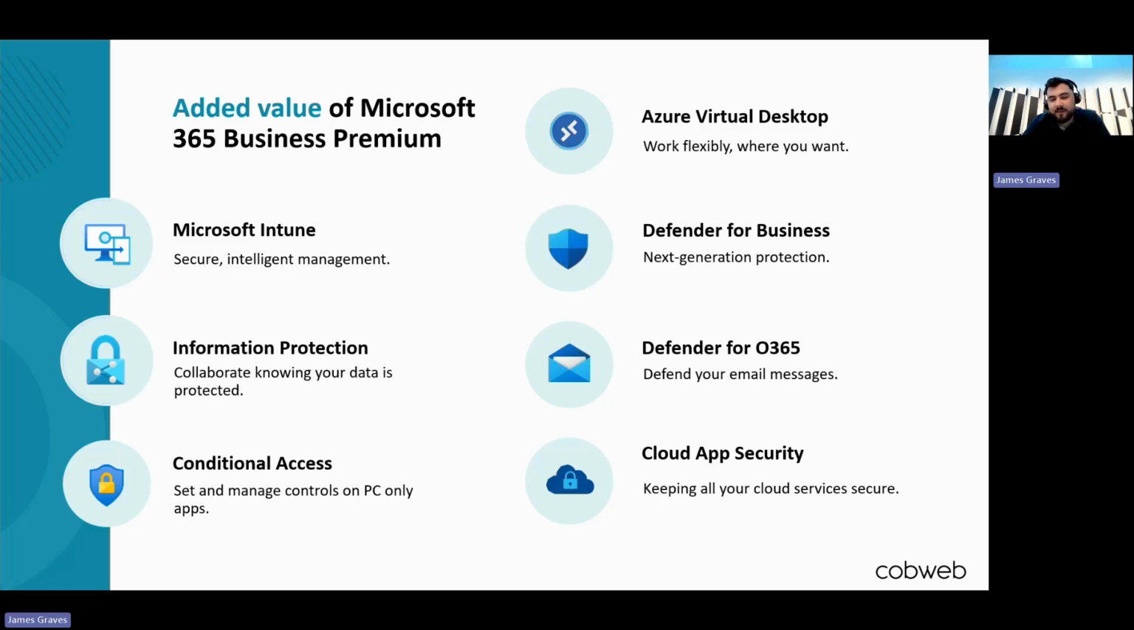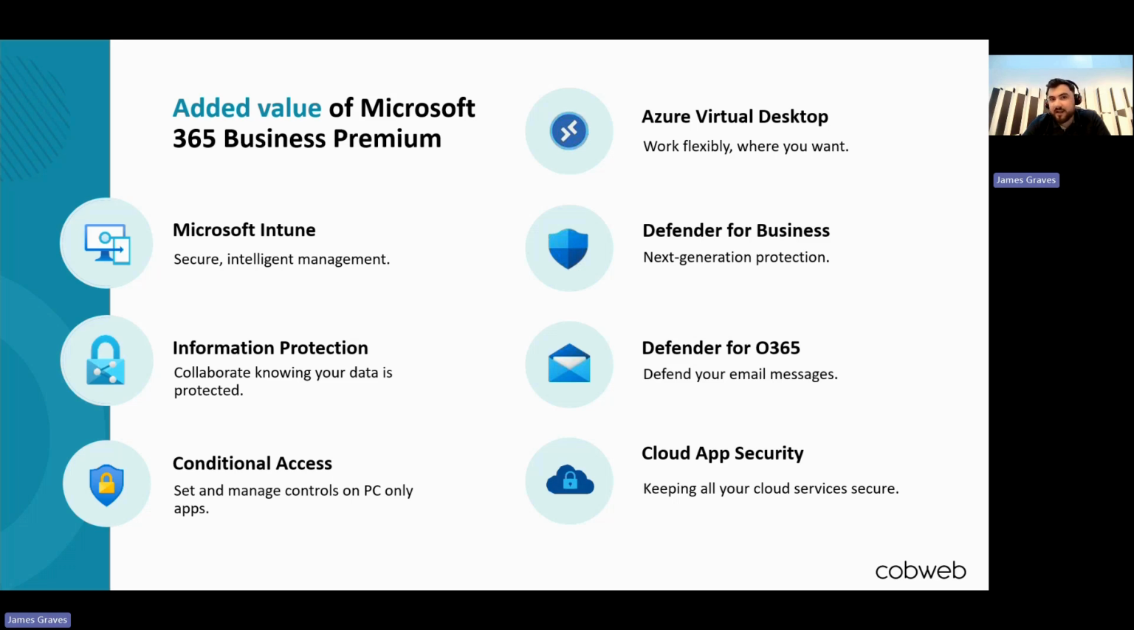Conditional access falls into the same sort of scenario. It's ensuring people are who they say they are when they're trying to access your cloud and on-site infrastructure. Azure Virtual Desktop is all about being able to log on to remote machines in the cloud. So we're talking virtual computers in the cloud, which are known as virtual machines or remote desktops in most instances. Defender for Business is very much your traditional antivirus endpoint style protection, but it's going one step further. And again, it's something we'll touch on in more detail.